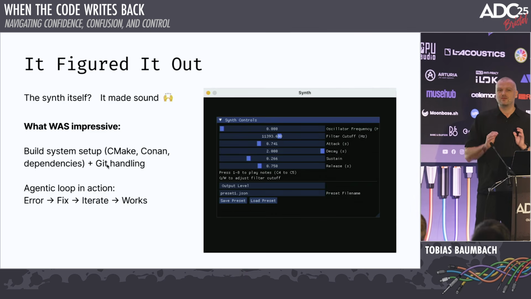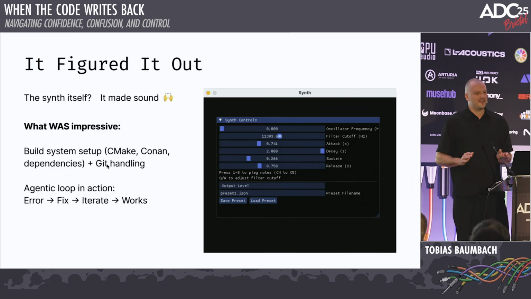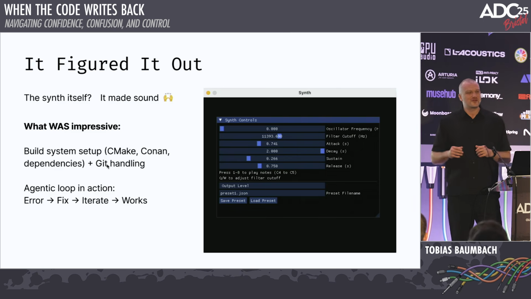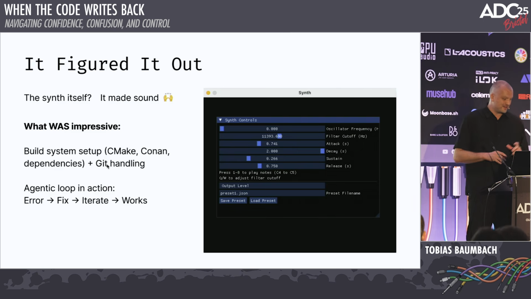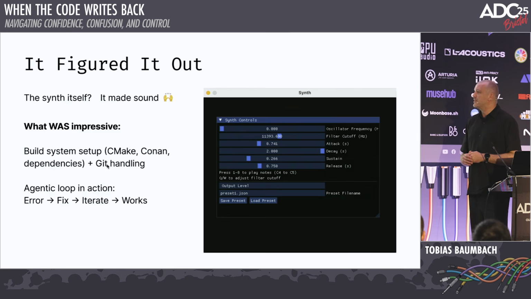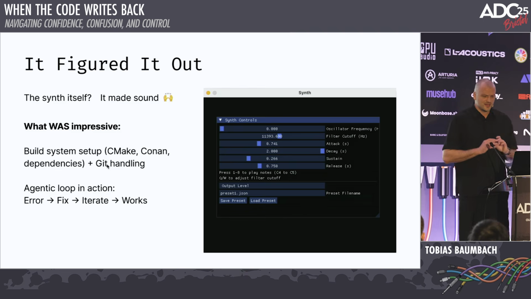What actually really convinced me was the fact that I didn't have to hassle with CMake and with Conan. I use Conan, and I never used it before as a package manager. And maybe I'm the only one, I hate CMake. And it did the job really, really great. And then also setting up the Git repo, doing all the Git handling, commit messages, amazing.